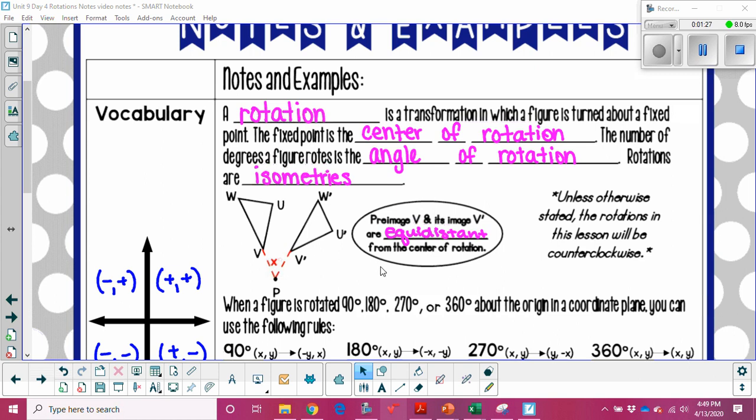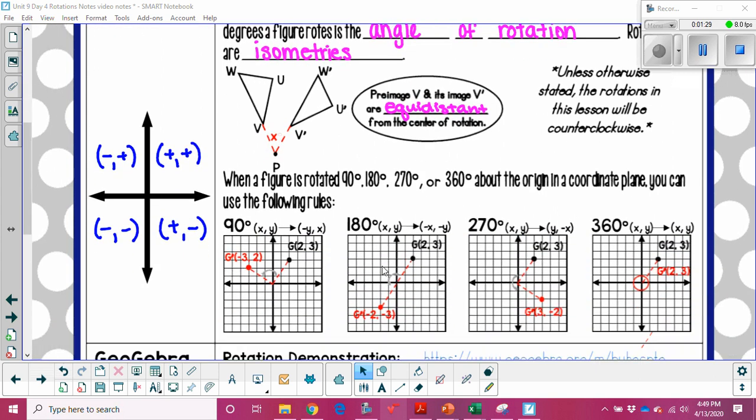Okay, another thing that I have written in these notes right here is when a figure is rotated 90 degrees, 180 degrees, 270 degrees, or 360 degrees about the origin in a coordinate plane, you can use these rules that are down here. Y'all, these rules, you don't have to memorize them. Here's all you have to remember. Looking over here on the left, what I've drawn on this graph.